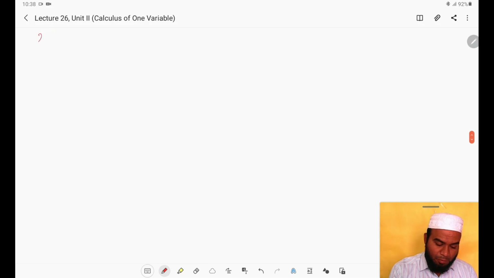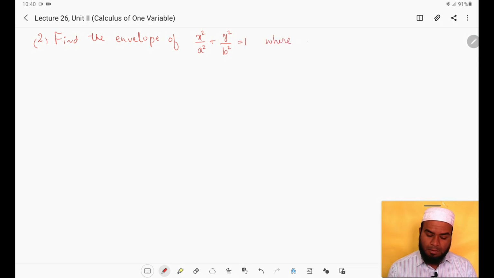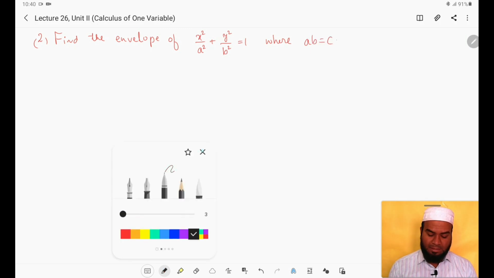So let us see the second problem. Find the envelope of x square by a square plus y square by b square equals 1, where ab equals c. Right, just a simple question is given.